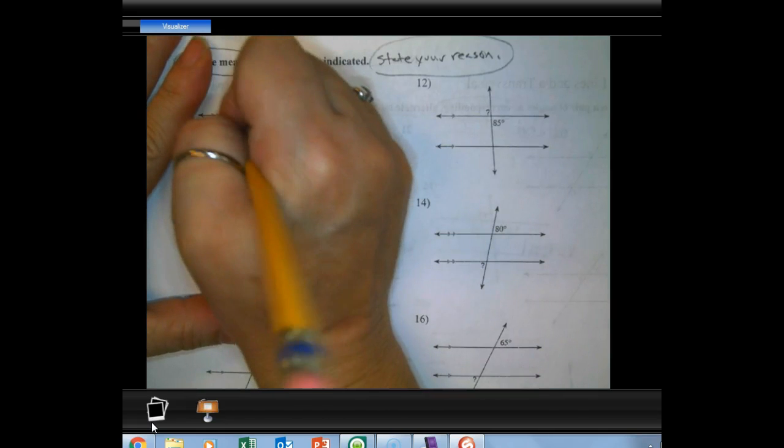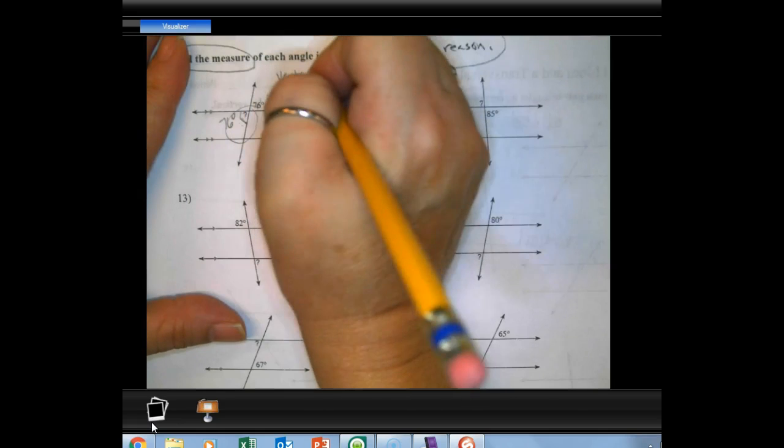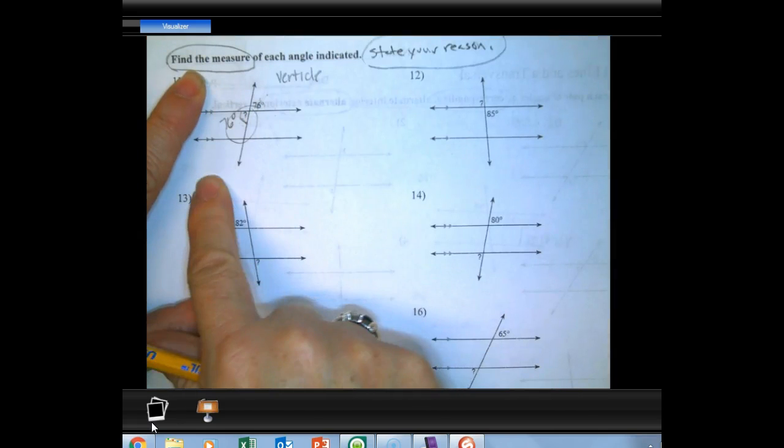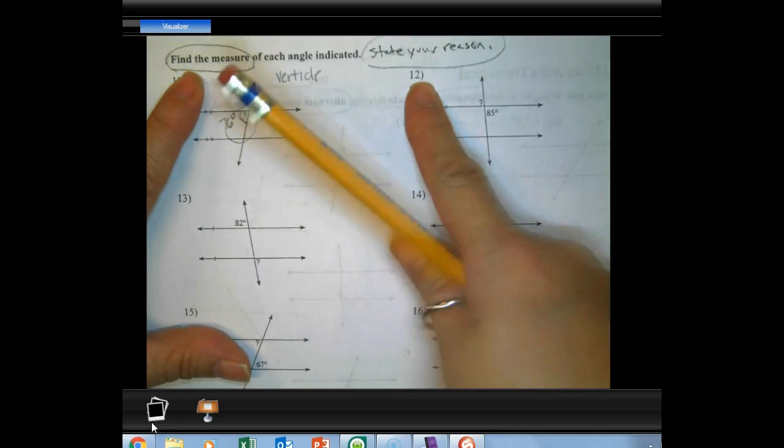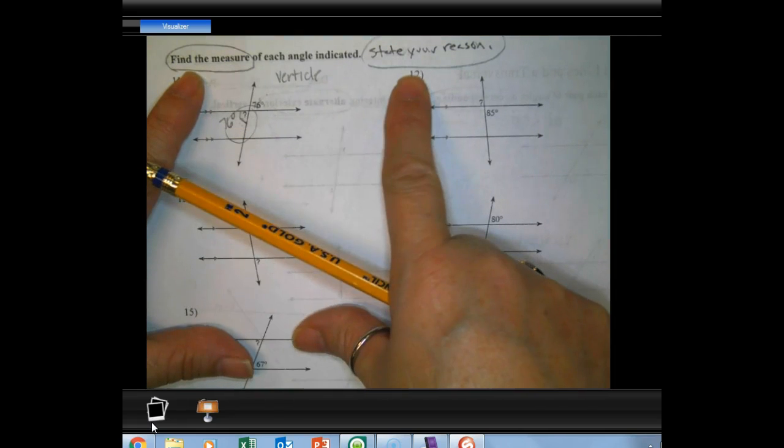Why is it 76, Kevin? Kevin? Why is it 76? Because they are vertical angles. Vertical angles are congruent. So I found the measure, and I stated my reason for it being 76. Why do I know this is 76? Because it is a vertical angle. Okay, that's all you have to do.